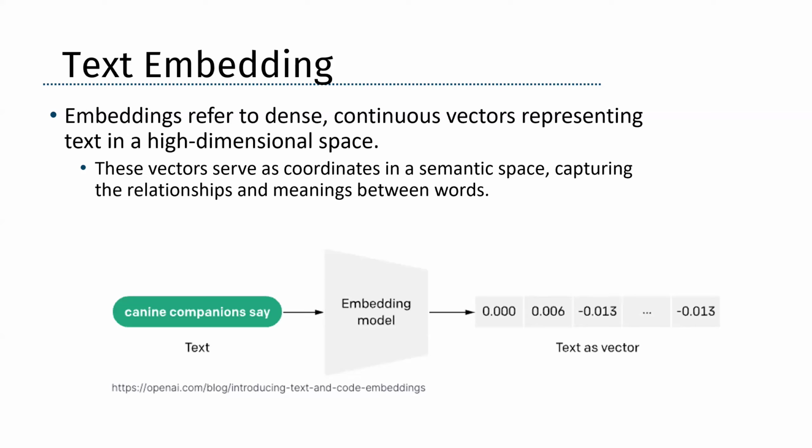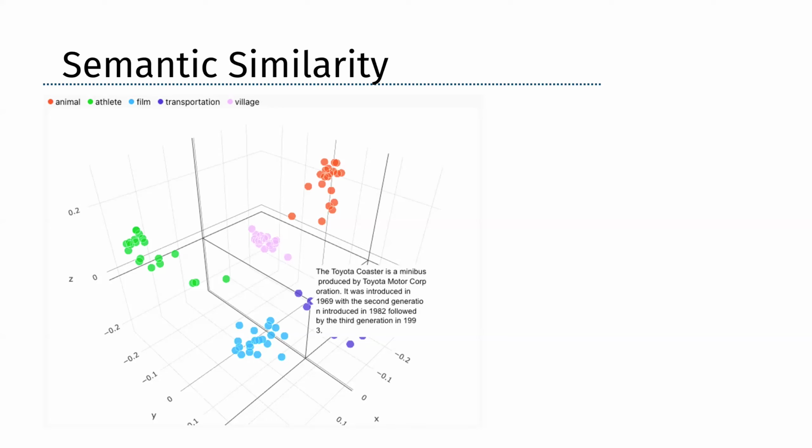The vector you see on the right is how a phrase might be represented, as a string of numbers in this semantic space. Let's have a visualization of semantic similarity. Imagine each dot in this 3D space represents a word or a concept, and their positions are based on how similar they are in meaning. Notice how words or concepts from the same category, like animals, athletes, or transportation, are grouped together. This shows how embeddings help us understand relationships between words.